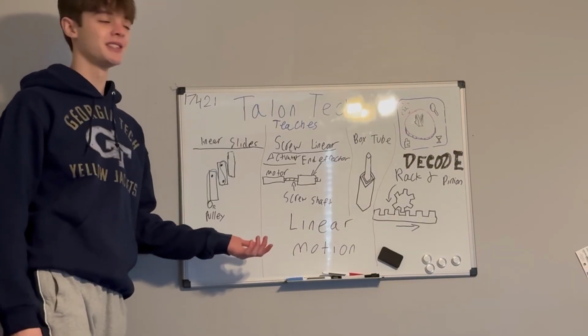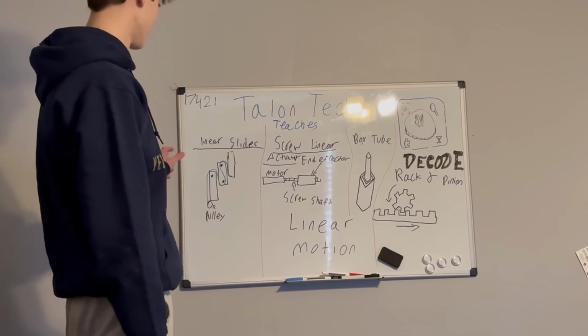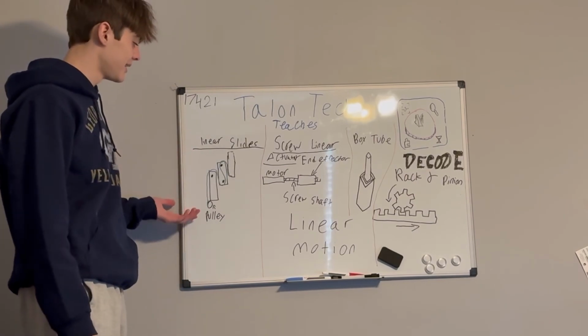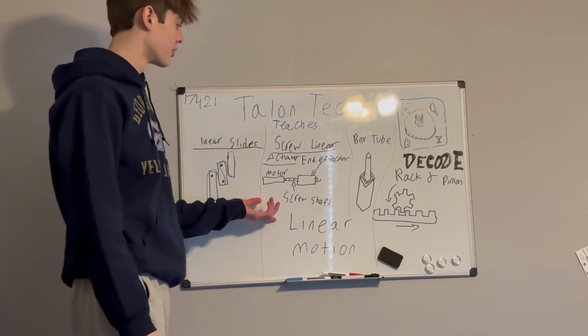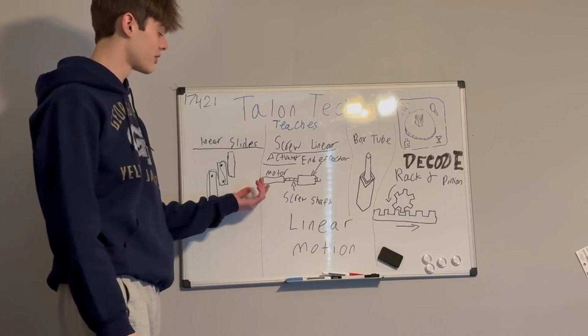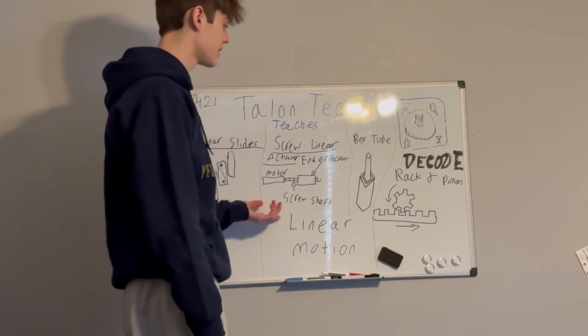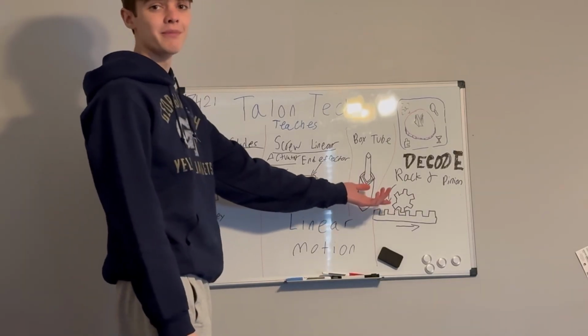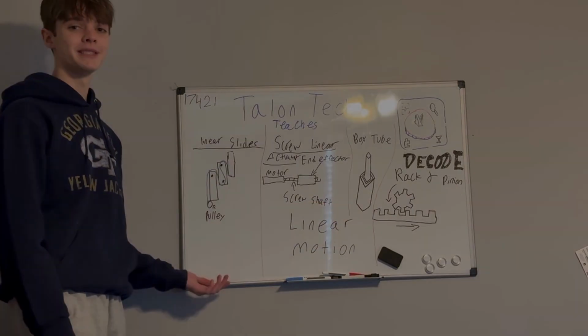Here we have some rough sketches of 4 different types of linear motion. Starting on this left side, linear slides, very common. We have screw linear actuators, lead screw, screw-based linear actuators, box tubes, and finally rack and pinion systems. Now to go into a little bit more detail.